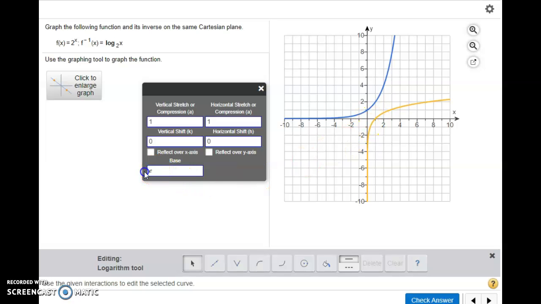I do need to go in and change my base. When we look at log base 2 of x, it's not an e, it's not a natural log. We need to change that to a 2 and hit enter. And now they are perfect mirror images of one another.